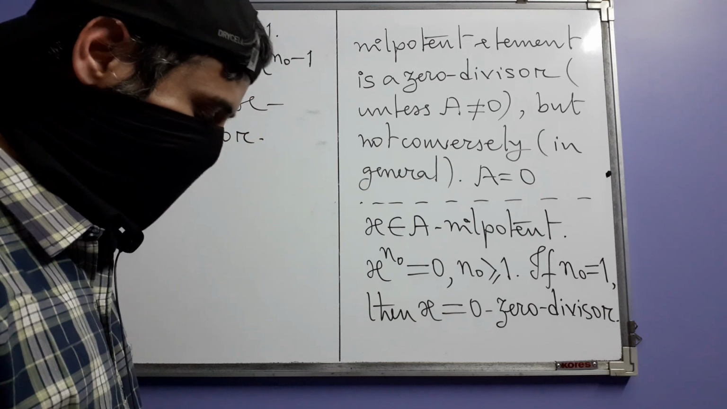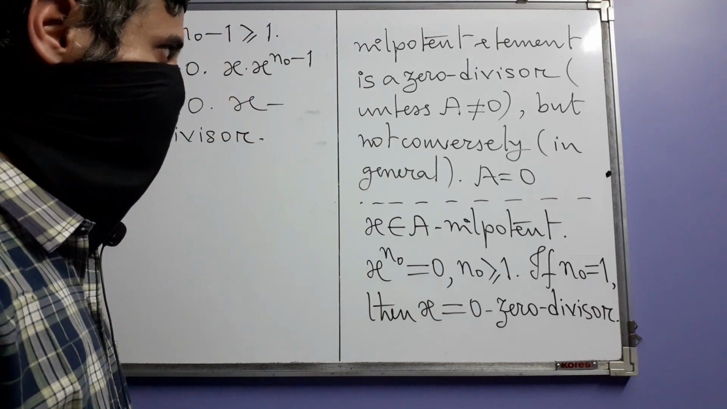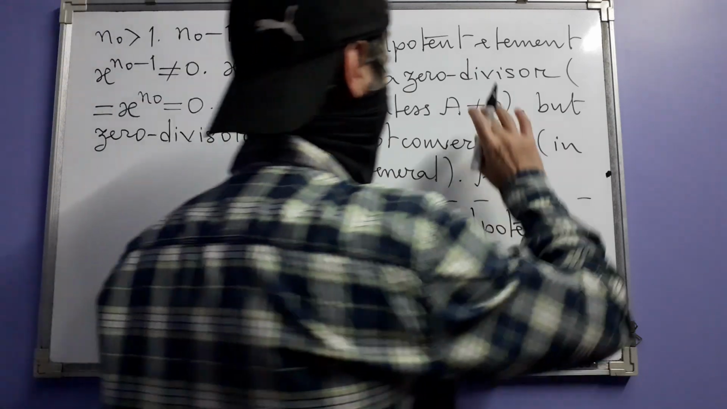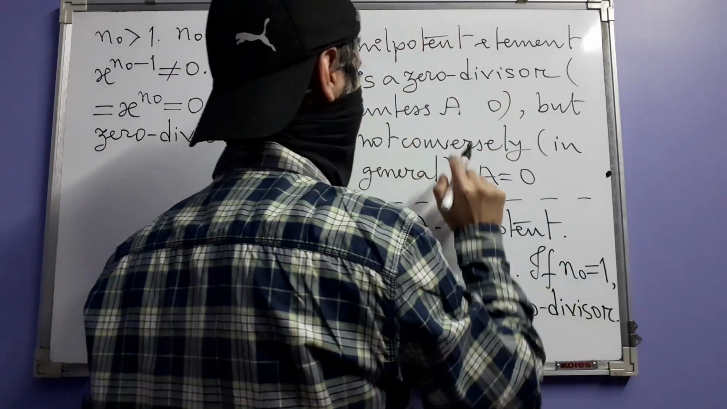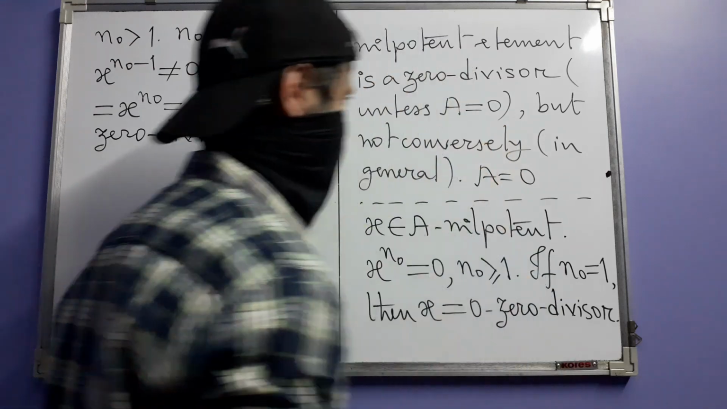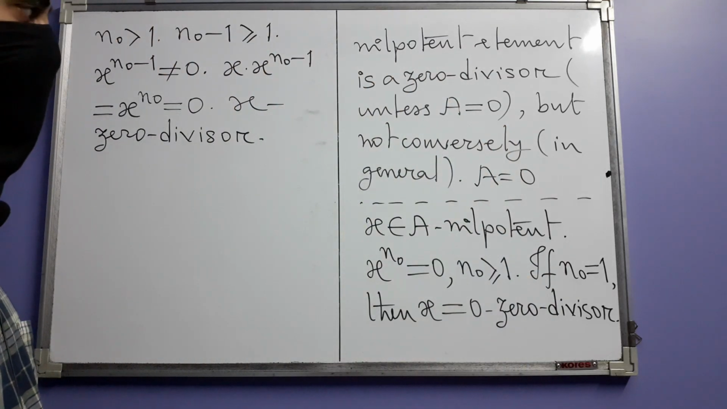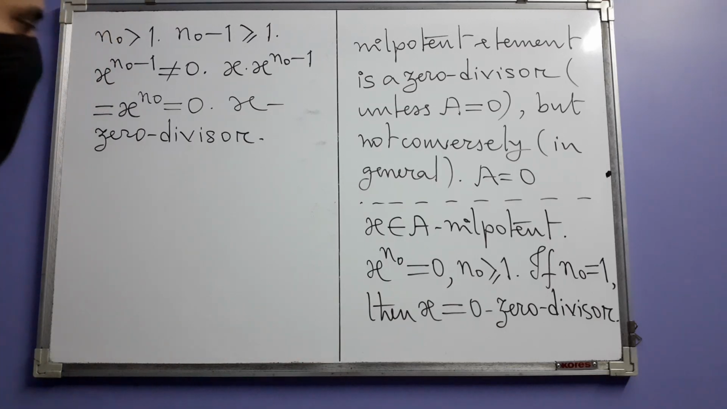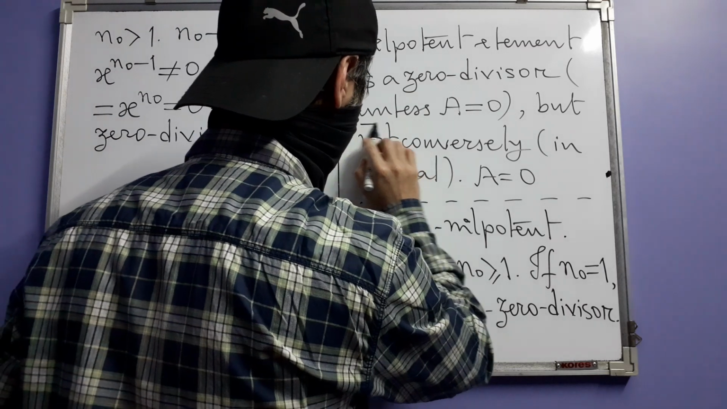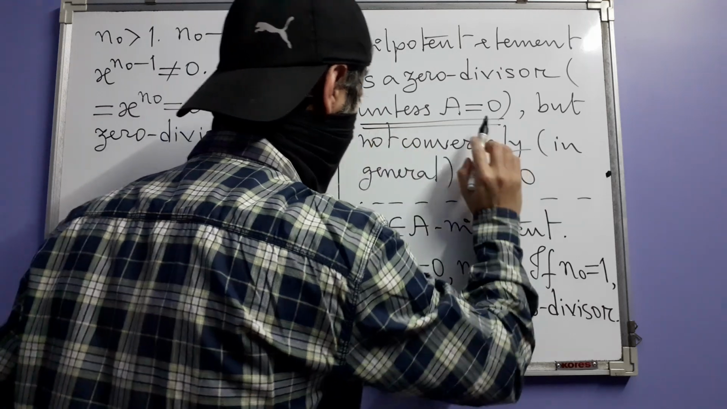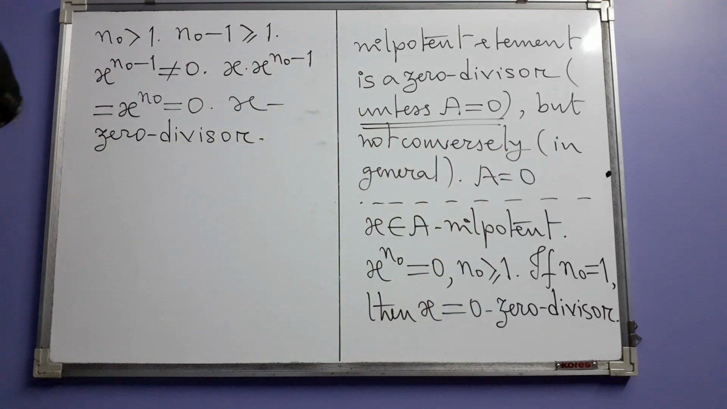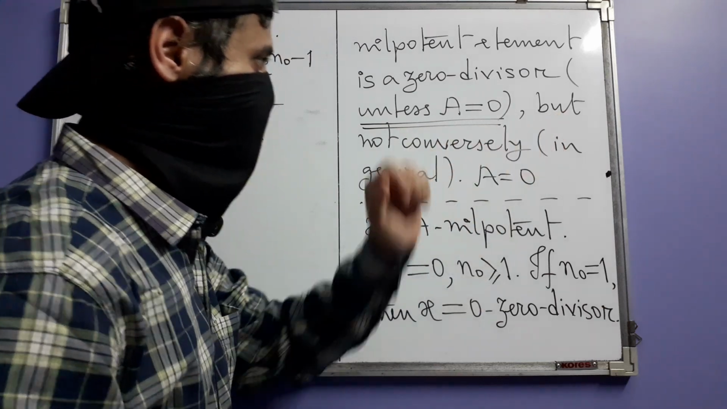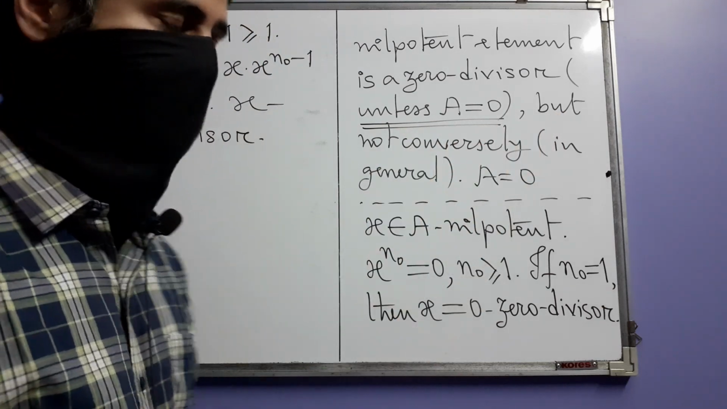I still feel that unless, how stupid, unless a is equal to 0. So a is non-zero. Okay, yeah. Now it has become clear. Yeah, I was thinking that something is still not right. Now it's okay. Oh, but not conversely in general. Any example?